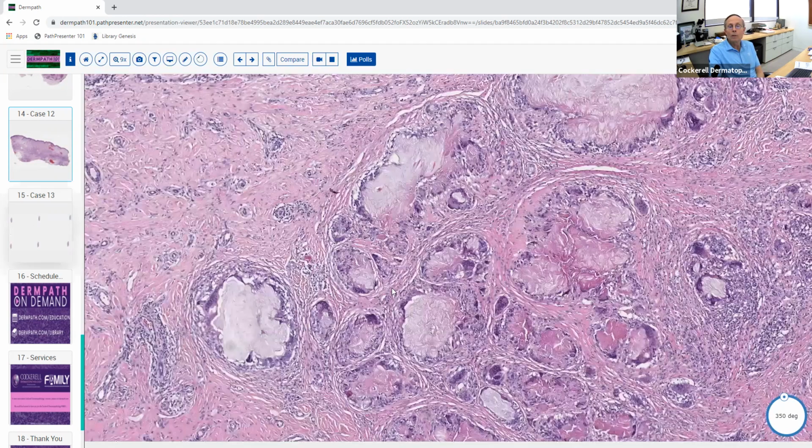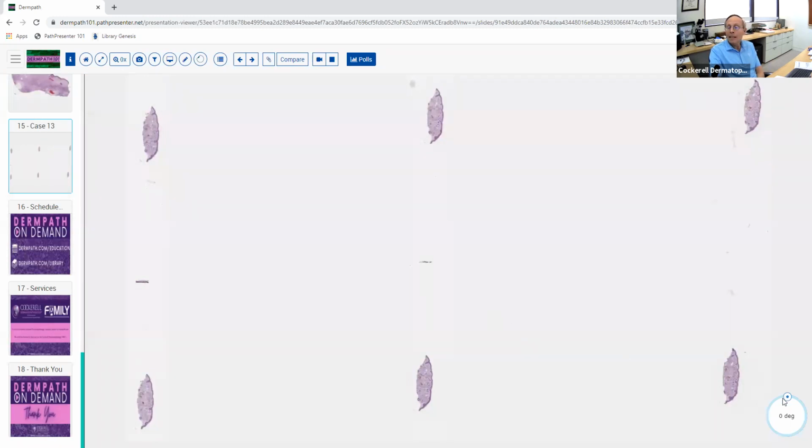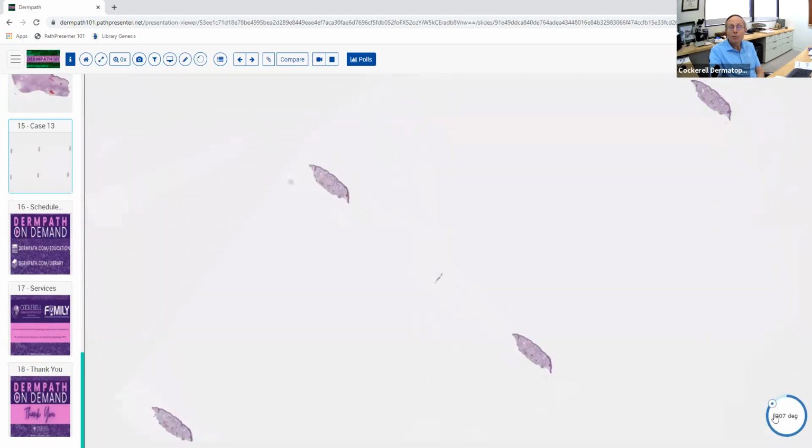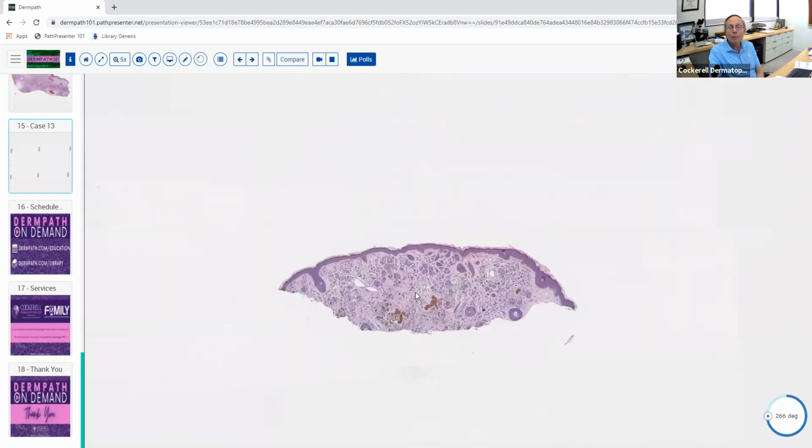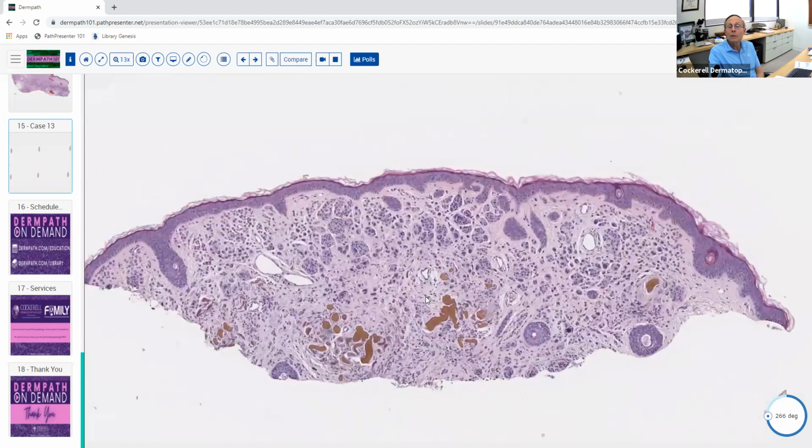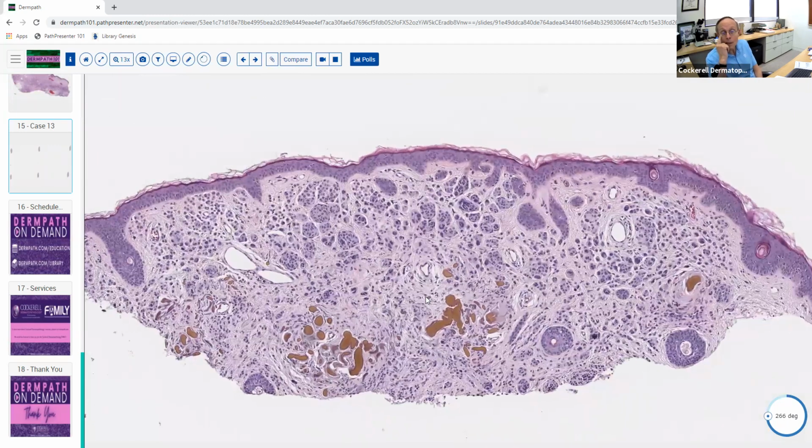Okay, our last one we're going to look at, a little tiny biopsy. And there's a reason for that, because it was actually taken from, I believe, the face. And these were small papules seen in individuals. This is kind of an interesting case because it shows two things.